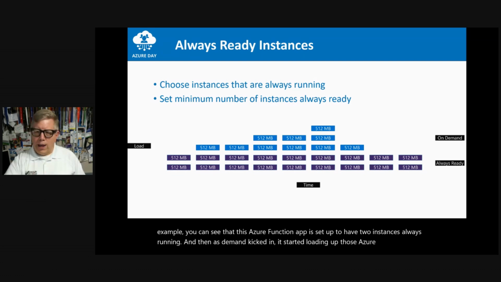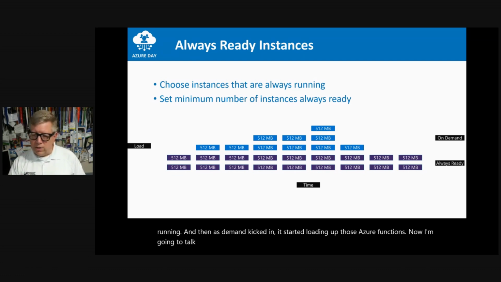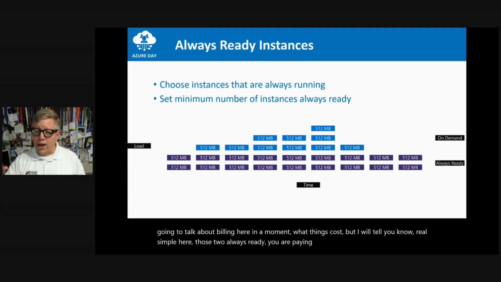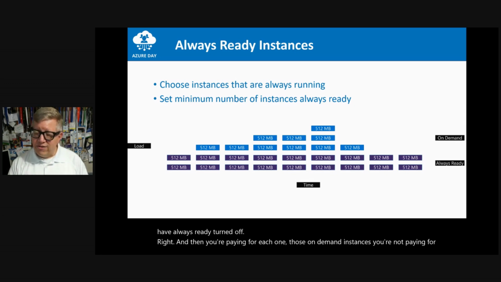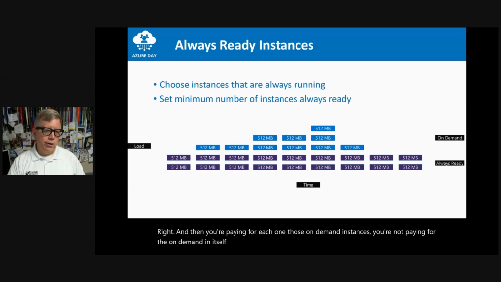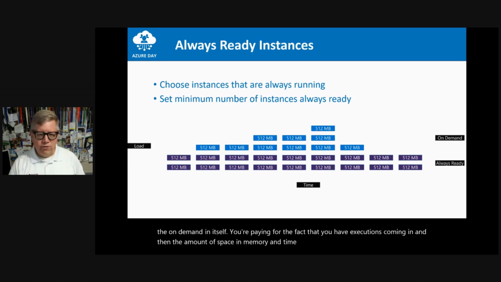Now, I'm going to talk about billing here in a moment, what things cost. But I will tell you, real simple here, those two always ready, you are paying for the whole time you have always ready turned on, right? And then for the on-demand instances, you're not paying for the instances themselves. You're paying for the fact that you have executions coming in and the amount of memory and time that it is using. But the always ready, you do pay for.